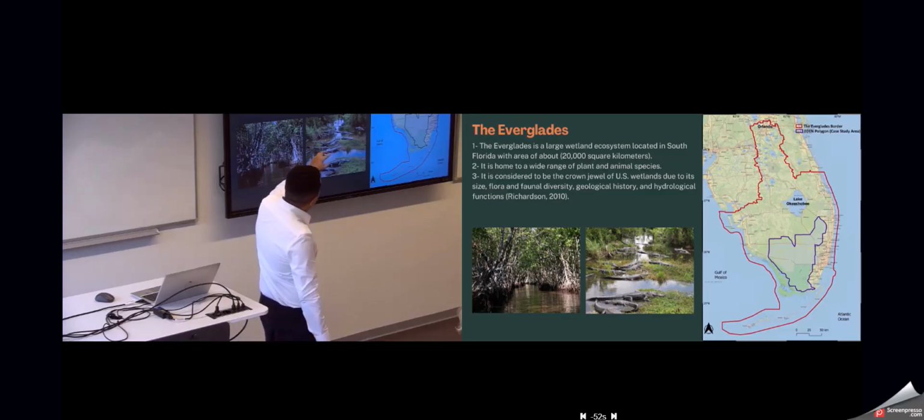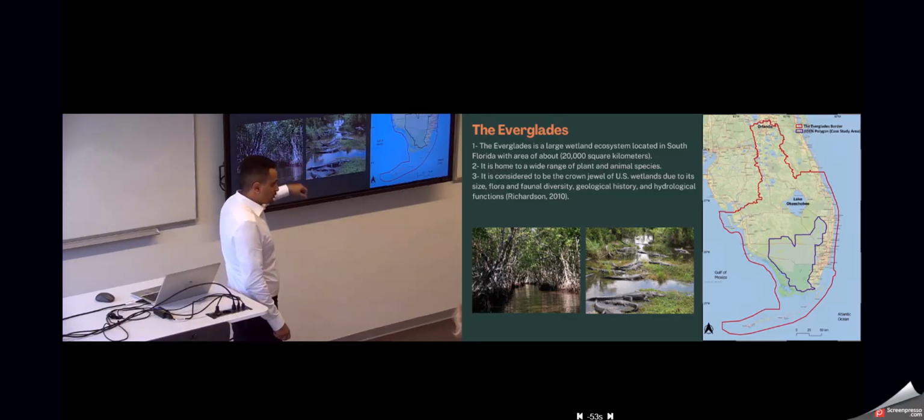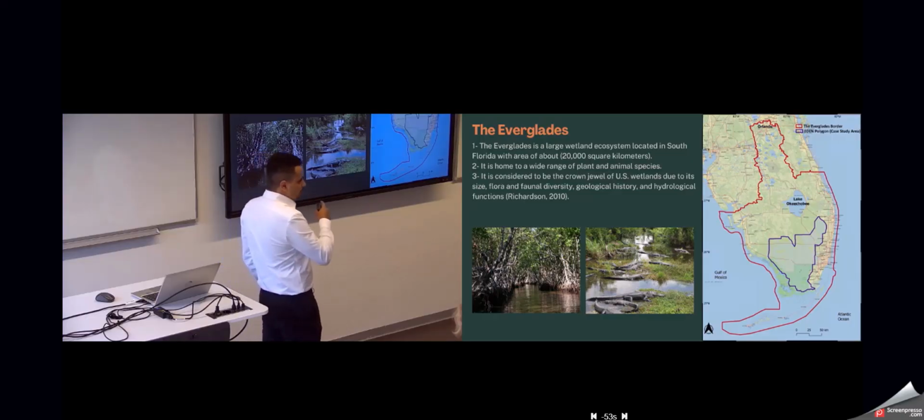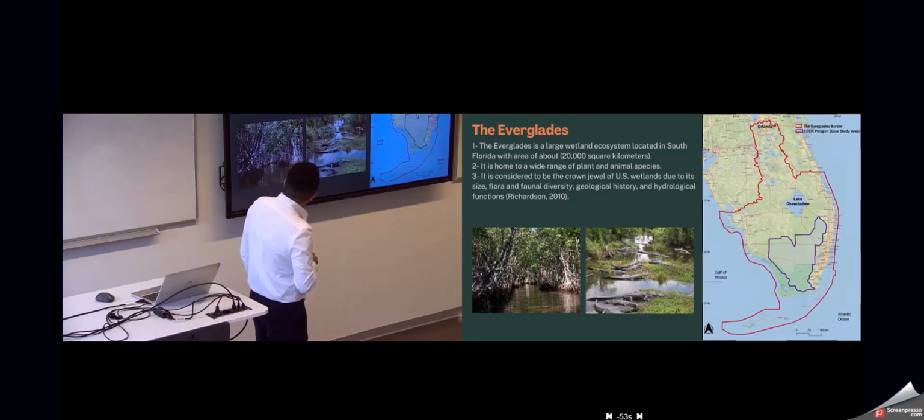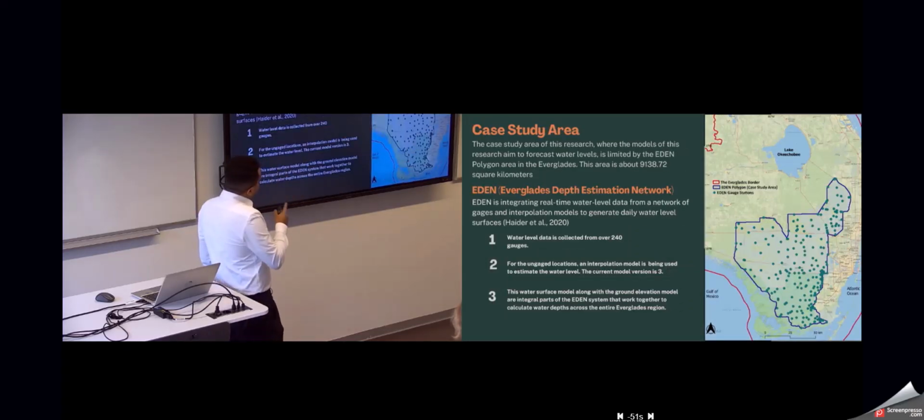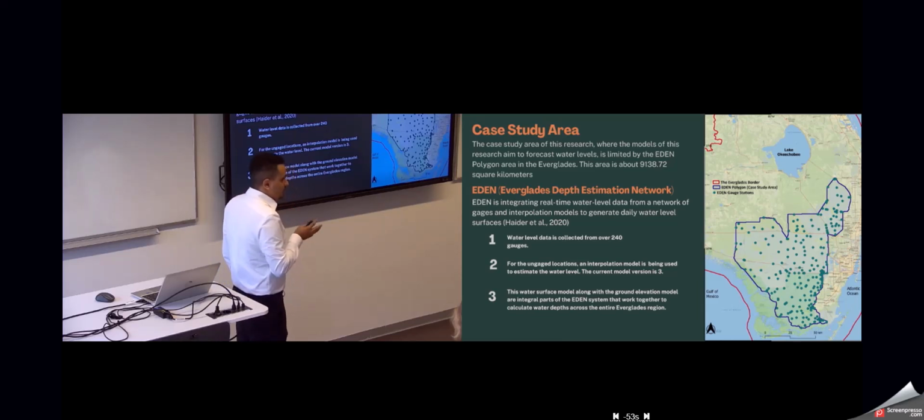species. As you can see in the map, the red line is the border of this ecosystem, while the blue line is the border of the case study area of this research. So this research is focused on a specific part of the Everglades. It's called the EDN polygon. The EDN polygon has an area of approximately 9,000 square kilometers.